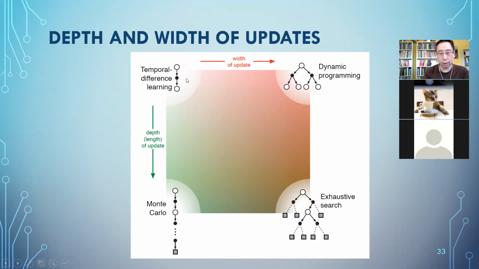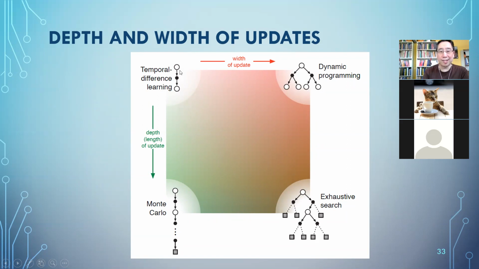So upper left corner is an update that's not wide. So we're not considering all the possibilities. We're just sampling one possible action. And the depth is very shallow. We're only going one step ahead. If we do that, that is temporal difference learning. That's TD learning. That's Q learning. So we're just sampling one thing and we're going one step ahead.